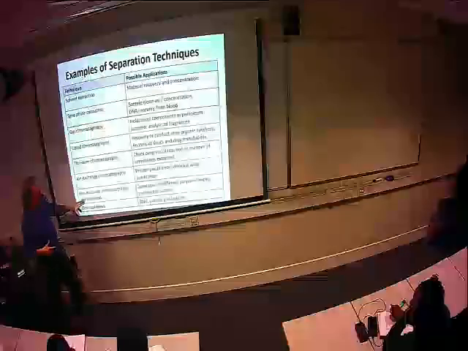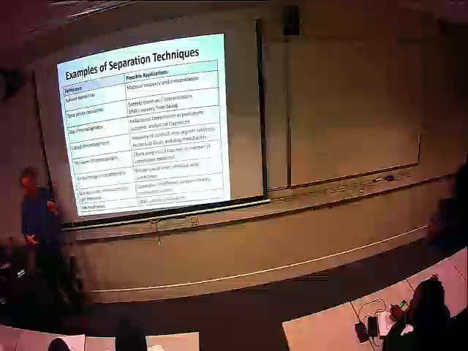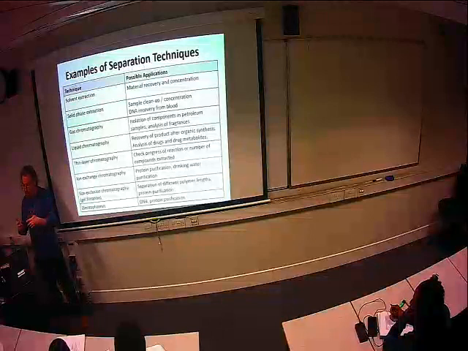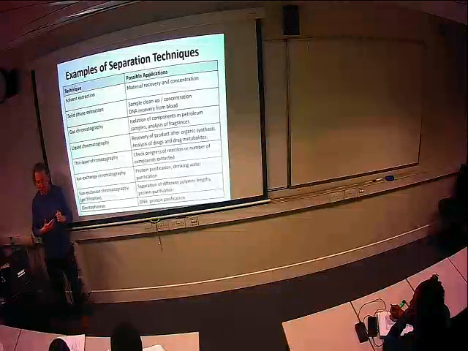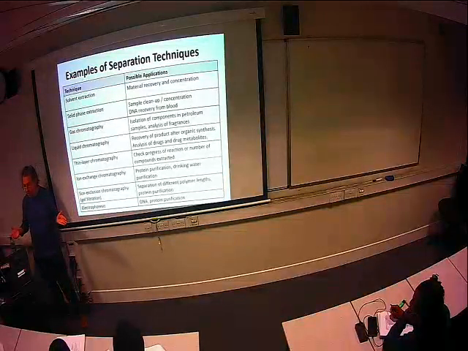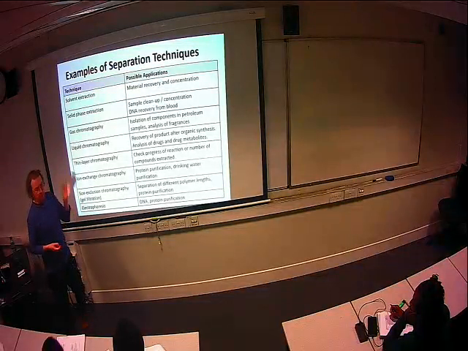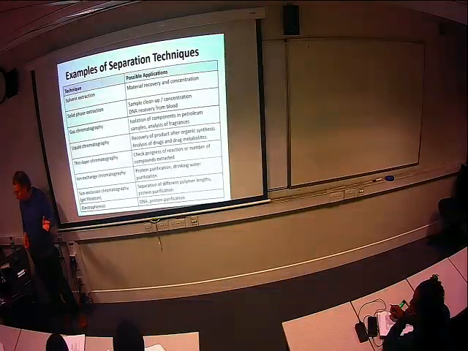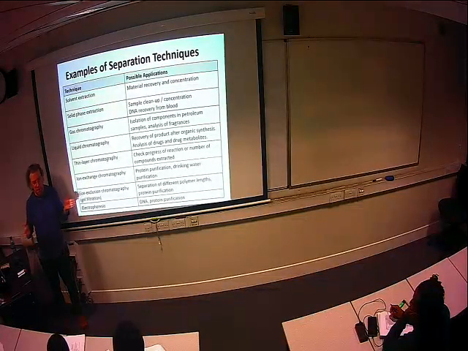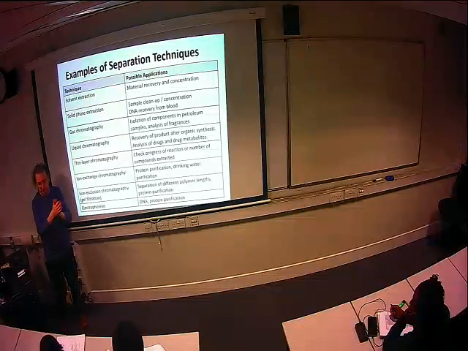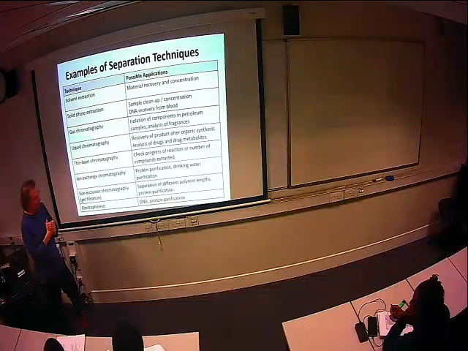Size exclusion chromatography, again, used in protein purification because it's based on the molecular weight of the molecules, and proteins have a wide range of different sizes and molecular masses. But it can also be used for synthetic polymers as well, so that if you're doing a polymer synthesis, it allows you to restrict the range of the lengths of the polymer molecules.